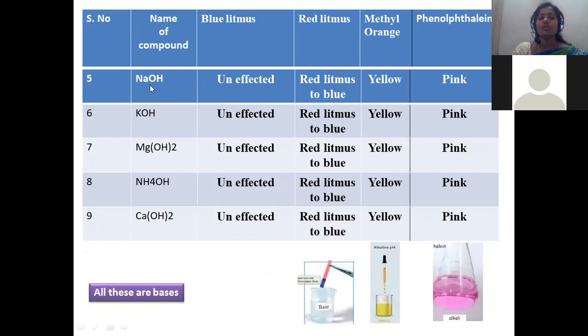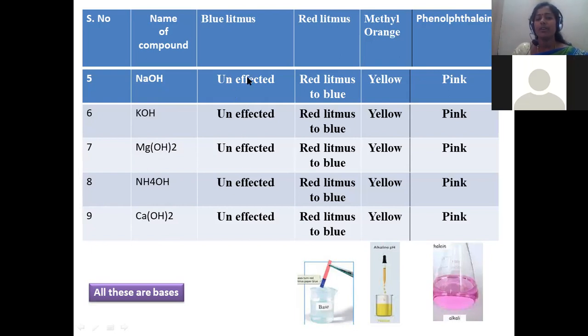Now, let us move on to sodium hydroxide, potassium hydroxide, magnesium hydroxide, ammonium hydroxide, and calcium hydroxide. All these compounds possess OH minus, meaning hydroxide ions are there in the compound. Whenever they are added to water, they release free OH minus into the water. Hence, you can say these compounds are basic in nature, because a hydroxide ion donor is called a base in accordance with Arrhenius.